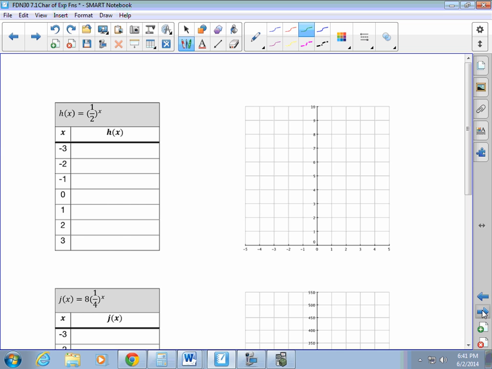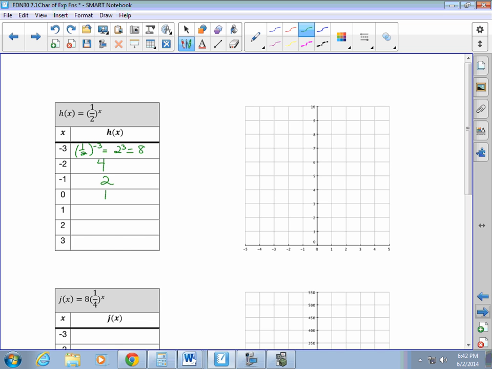So what if you have a fraction, 1/2 to the power of x? For an exponent of -3, this is 1/2 to the power of -3. A negative exponent means you flip it. So this becomes 2 over 1 cubed, or just 2 cubed, which is 8. To the power of -2, that's going to be 2 squared, so that's 4. To the power of -1 will be 2 to the power of 1, so that's just a 2.